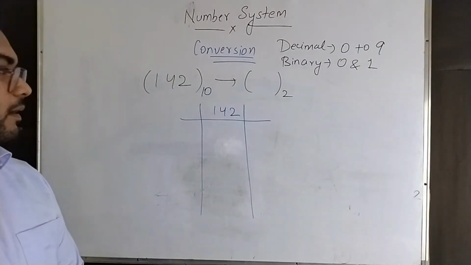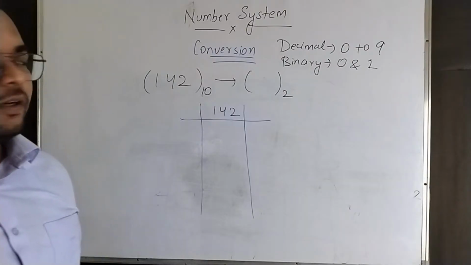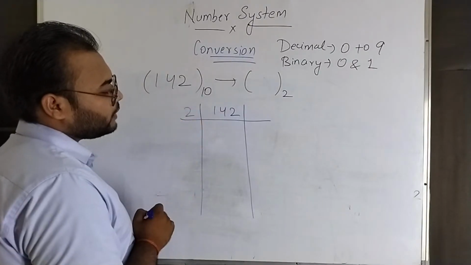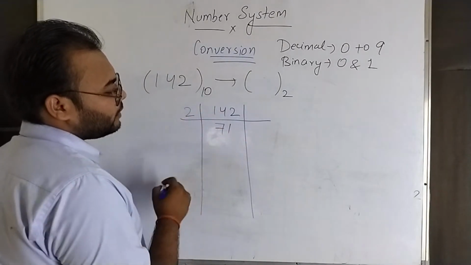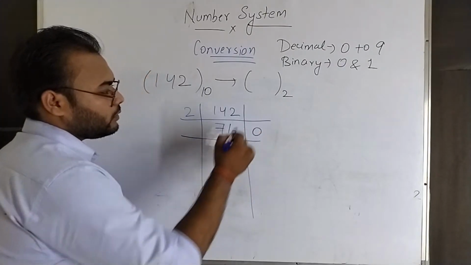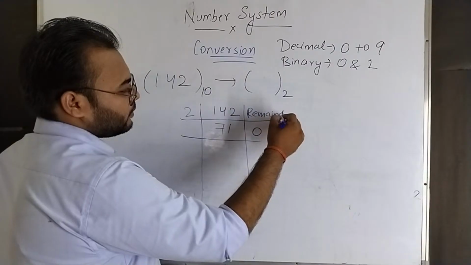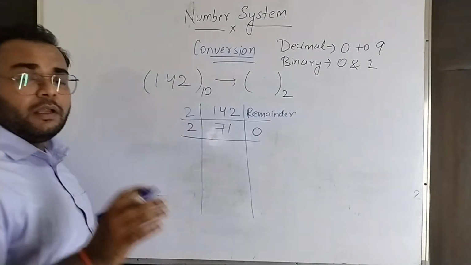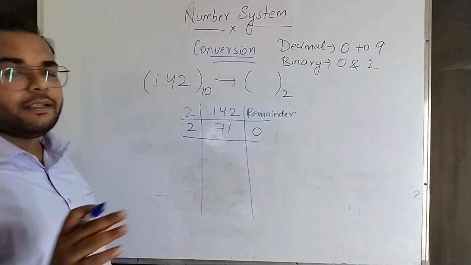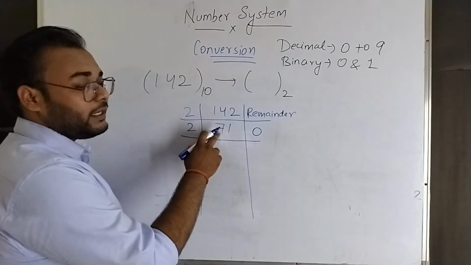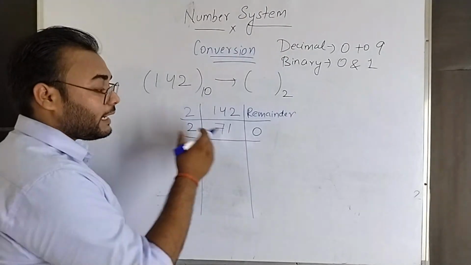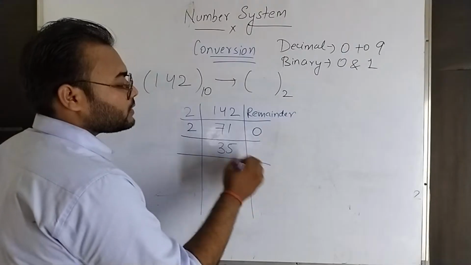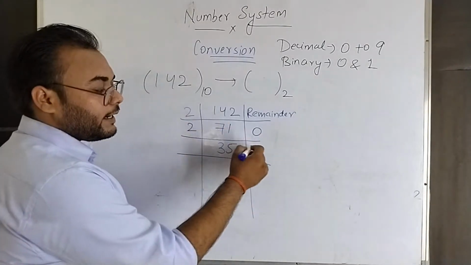Let's see how we are going to convert. Now we are going to divide this number by 2. 2 sevens are 14 and 2 ones are 2. The remainder is always 0. This is the remainder. Now when we divide this 71 by 2, the quotient is 35 times, and it will not divide completely because of the digit 1 here. So we will get 1 as the remainder.